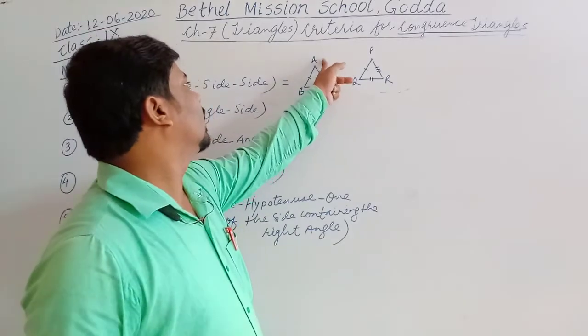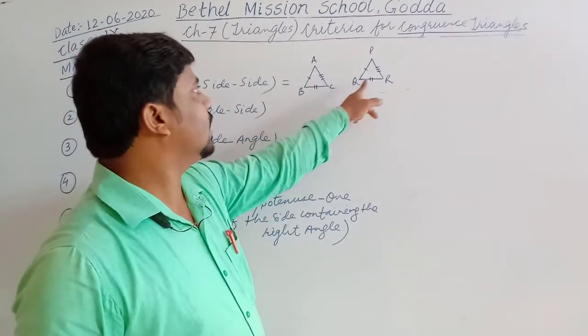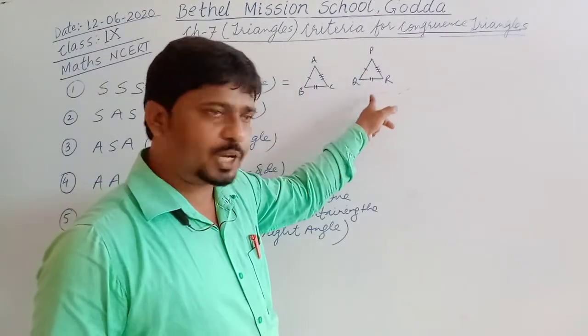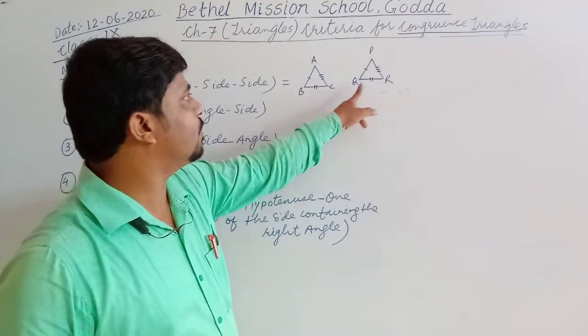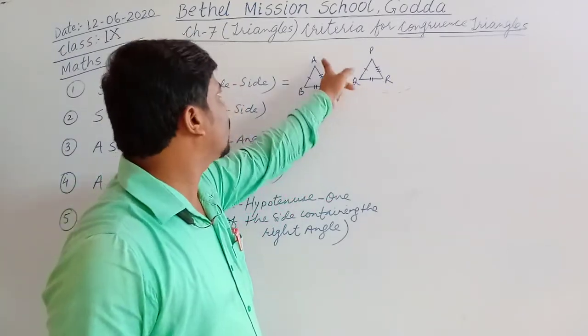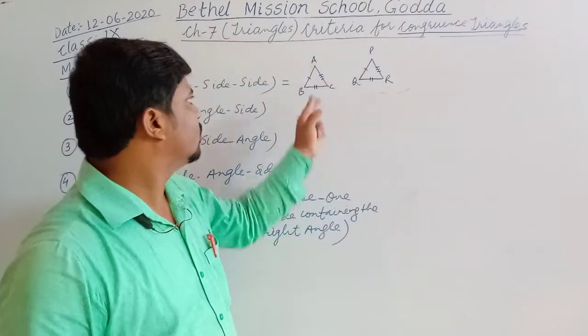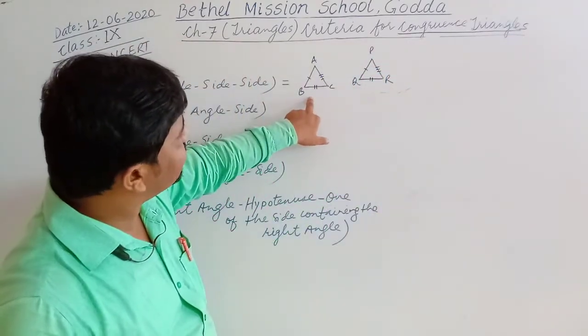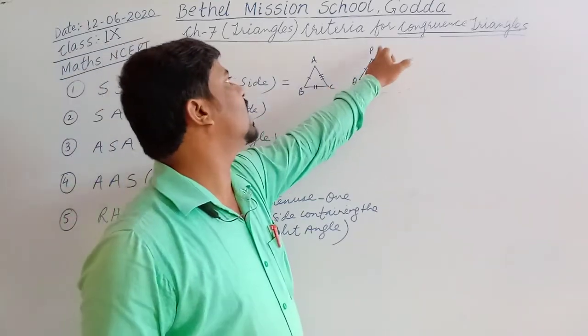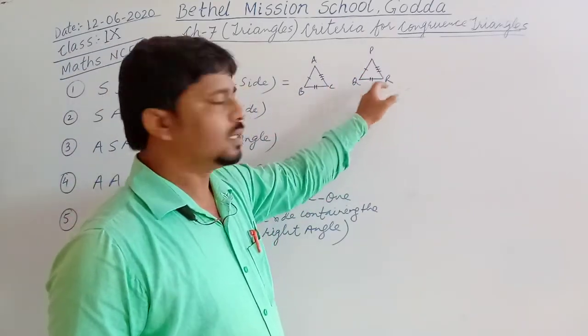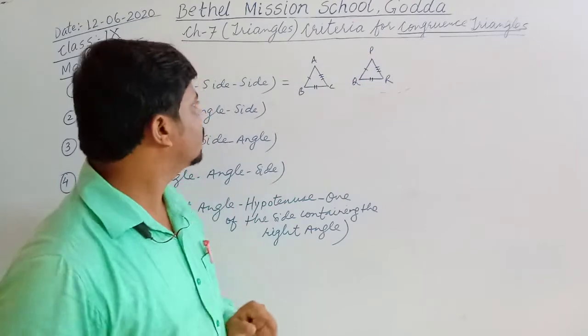Corresponding side of AB in PQR is PQ, corresponding side of BC in PQR is QR, and corresponding side of AC in PQR is PR. So three sides of this triangle ABC are equal to three sides of PQR, then these two triangles are congruent.